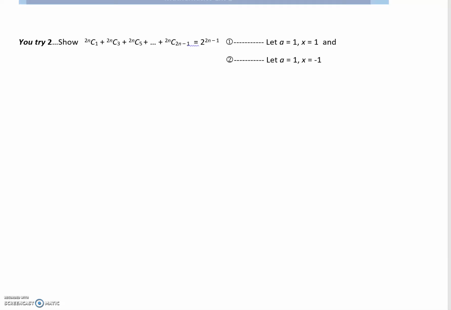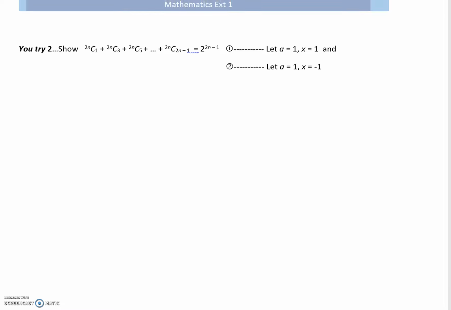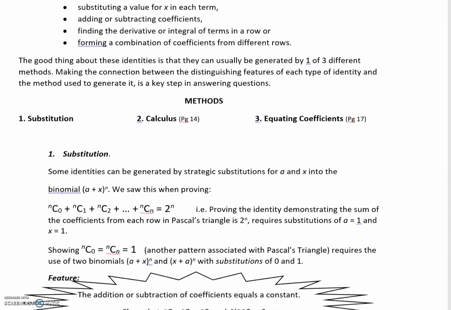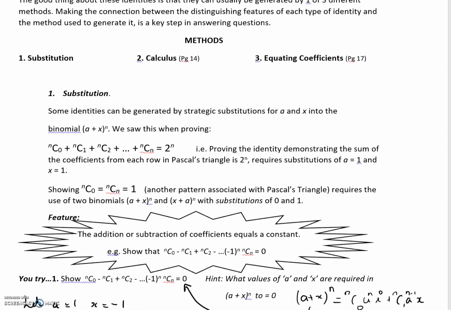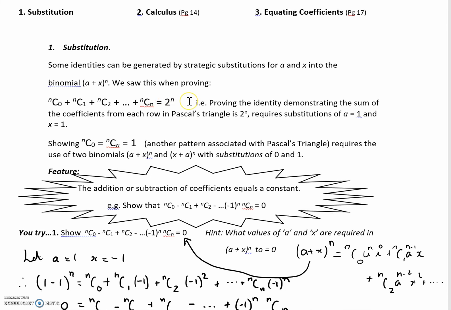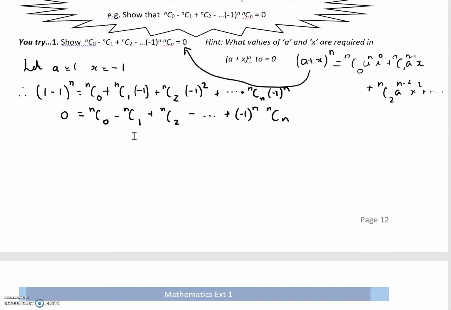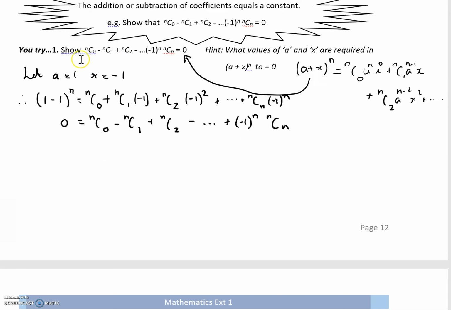Now, just before we get started with you try 2, if you've got your running sheet beside you, you would have 3 examples listed next to substitution by now. So you've got this, proving the sum of the coefficients is equal to 2 to the n. There's one example. That nC0 and nC1 equals 1 is another example that you can show or prove by substitution. And then this one, and just write it out simply with those 4 terms in it equaling 0.